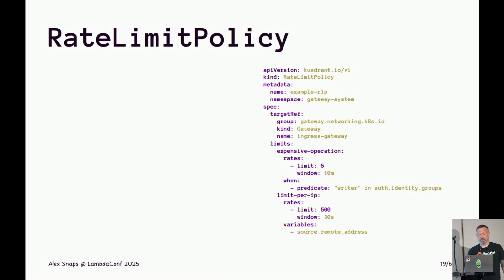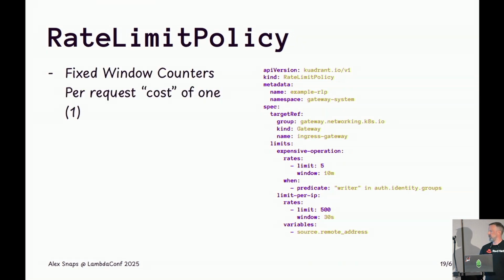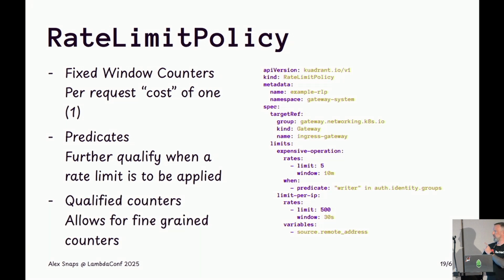All right. The other one I wanted to focus on is rate limiting, the rate limit policy, which, as the name implies, lets you rate limit the traffic to your services. So that's a bit of an explanation of what happens on the right. Very fundamental. It's a fixed window counter algorithm. I'm not sure if this matters quite a bit here. But the important part is the predicates and the qualified counters. When you look on the right-hand side, we now have the same predicate for the expensive operation that says when predicate writer in auth.identity.group, which we saw from the previous slide.